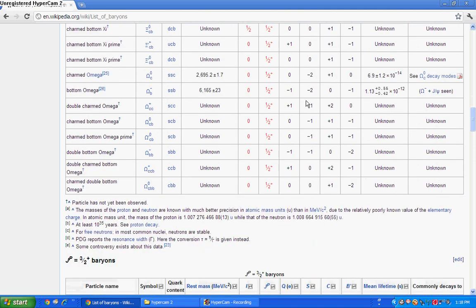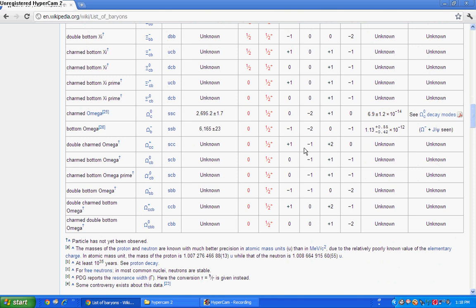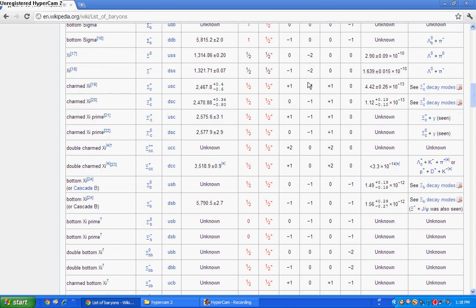As you can see, it just goes on like that. So that's how to read strangeness. A particle with a -1 strangeness value has one strange quark, a particle with -2 strangeness has two strange quarks, and a particle with 0 strangeness has no strange quarks.